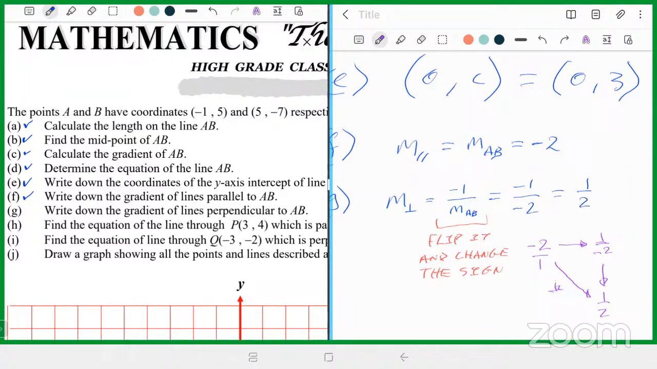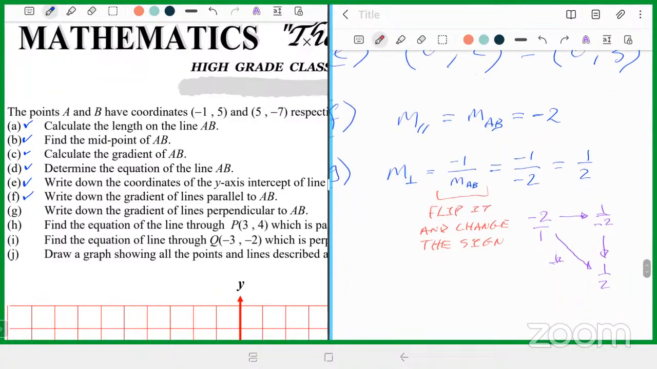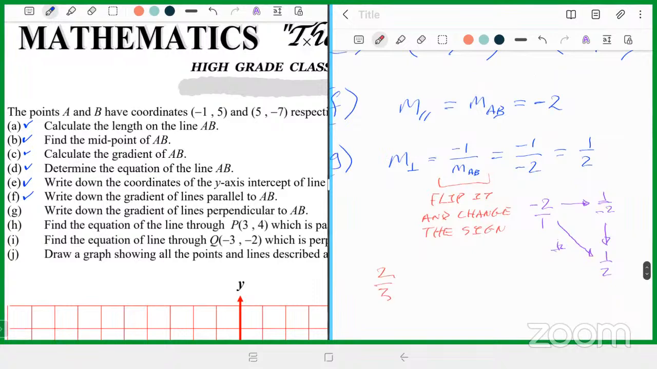So for example, just one more example. If we had a gradient of 2/3 and we want the perpendicular gradient to 2/3, it would become -3/2, because you would flip the 2/3 and get 3/2, and then you would change it from a positive to a negative.